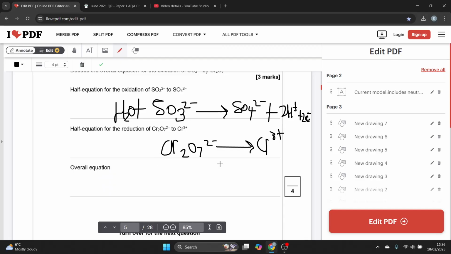Half equation for reduction to Cr3 plus. First thing you need to identify: I've got 2 here, I've only got 1 here, so I need a 2 here.